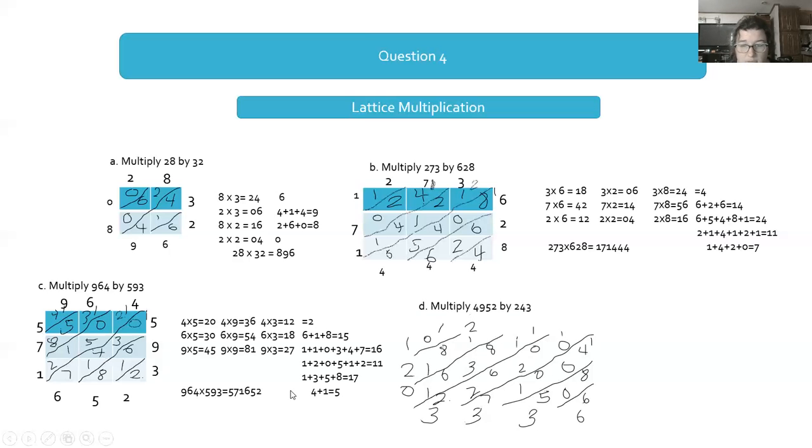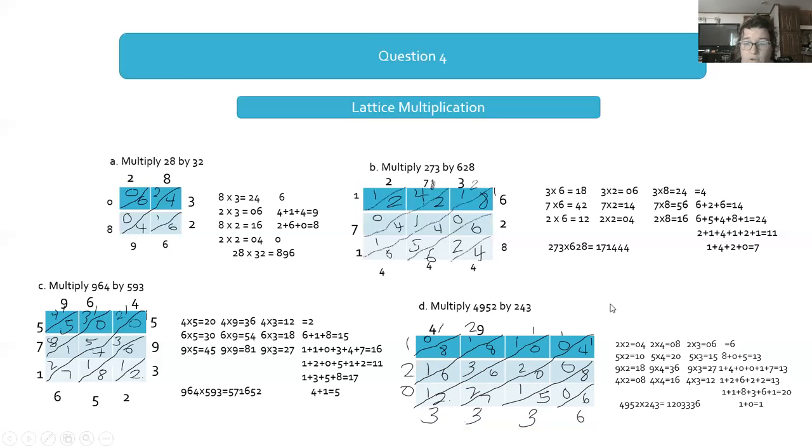Okay, here's our next one. Okay, multiply 4,952 by 243. So we're going to go ahead. Okay, here's 4, 9, 5, and 2, and 2, 4, and 3. So remember we did our sides. Okay, so we're going to, I had to draw this in.